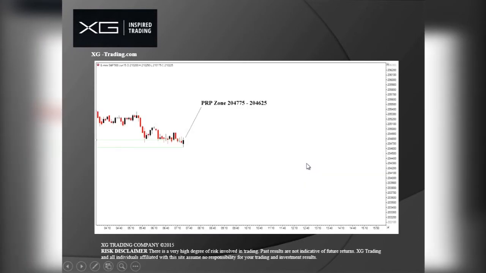So here's an example. This is a chart of the S&P 500. What you're looking at here is the last 5-minute candle right before the jobs number comes out. And this is from a few months ago. And you can see the PRP zone is 2047.75 to 2046.25. Data comes out better than expected. Everybody's happy. The S&P rips higher by about 15 to 20 handles. So that's a big move.